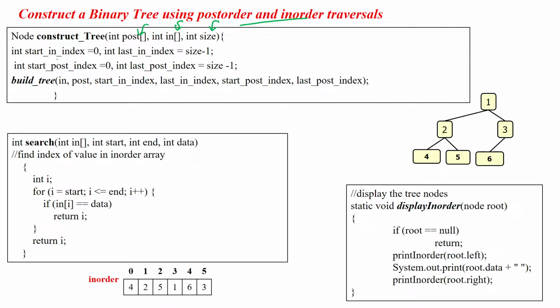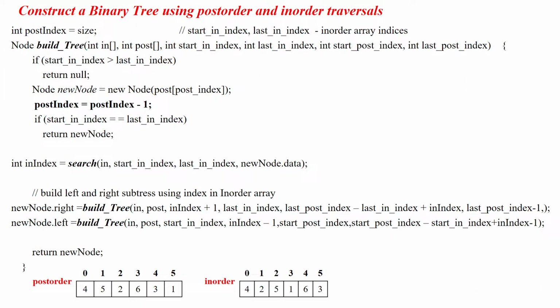Then we are initializing the in order index. Starting index is 0, last index is size minus 1. Then post order starting index is 0, post order array last index is size minus 1, that is length minus 1. Then we are calling the build tree by passing in order array, post order array, and starting index of the in order, last index of the in order, starting index of the post order, and last index of the post order.